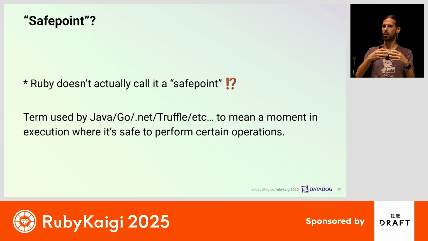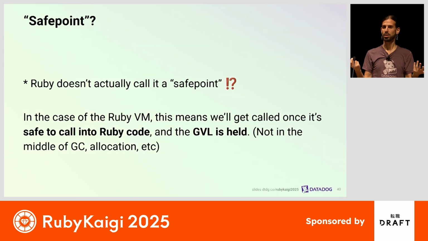So when you're thinking of the Ruby VM, sometimes it's in the middle of doing a bunch of things and doing GC and doing whatever. And it's not always safe to just run Ruby code there. And this is what we mean by a safe point. In the case of the Ruby VM, it means that we can get called when it's safe to call into Ruby code, when the GVL is being held, not in the middle of GC, allocations, etc.